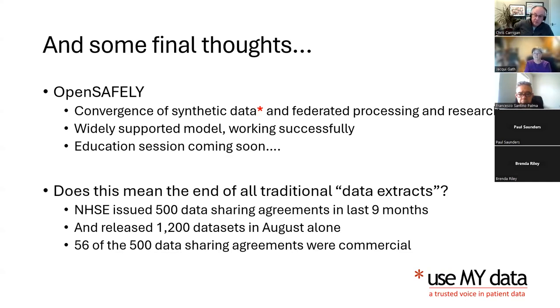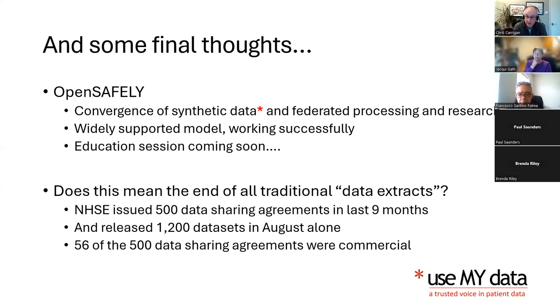And even in August, there were 1,200 data sets which were sent out within those data sharing agreements to multiple organizations. Again, all those are published on the web. You can go through and query who sees what, which organizations have had what and for where. Quite transparent. Interestingly, 56 of those 500 data sharing agreements were tagged as commercial.